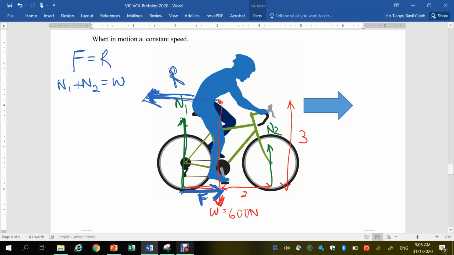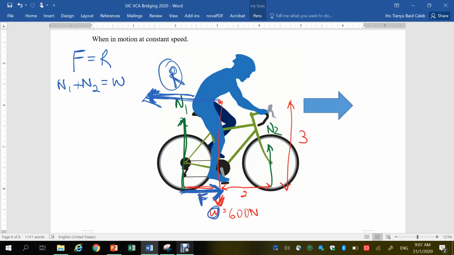How then do we find roughly or estimate the values of N1 and N2? We must now consider moments. If we take moments about the center of gravity, R and W will not produce a moment because they both act through the center of gravity. Right? Remember, we make the assumption that air resistance acts through the center of gravity as a whole. So what can we say about N1 and N2 and F?